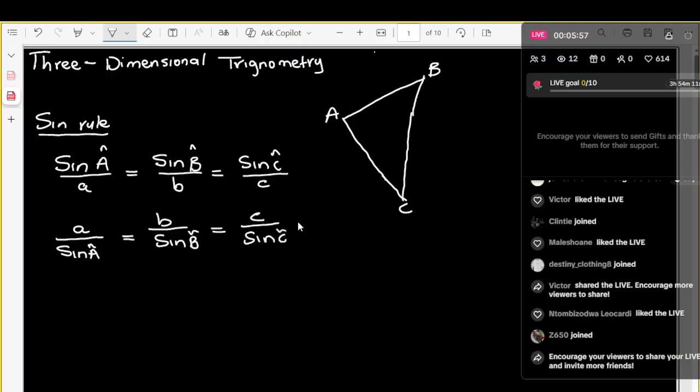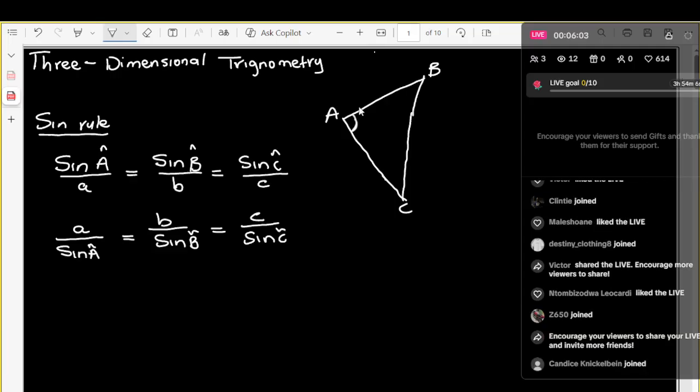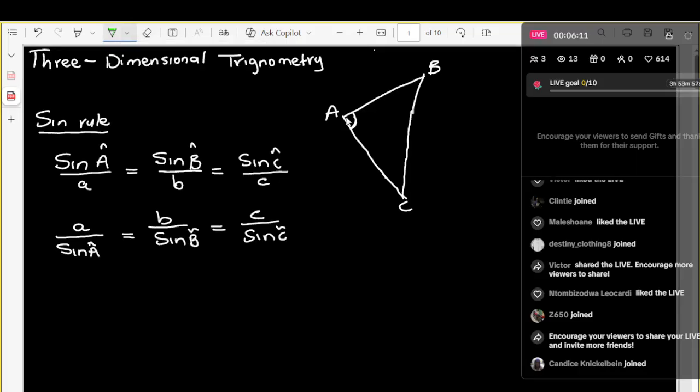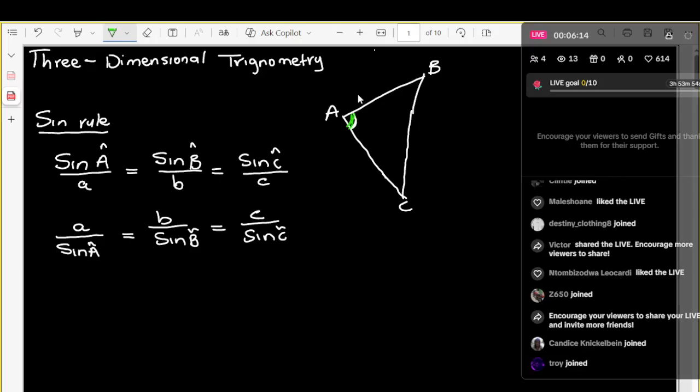Right, so the side that is opposite to this angle A, let's quickly highlight that. You see this angle here. The side that is opposite to that one, we're going to call it small a, and the side opposite to that B, we're going to call it small b, and the side opposite to this one, we're going to call it small c.